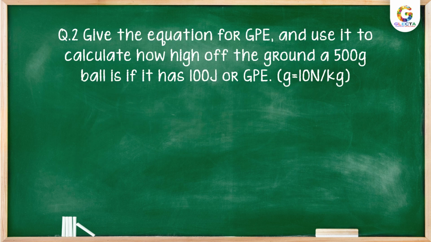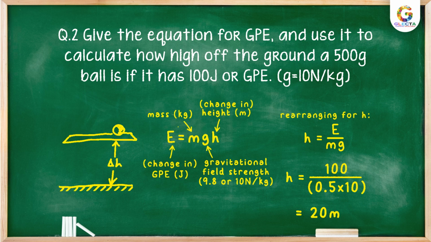Question 2. What is the equation for gravitational potential energy, GPE, and how high off the ground is a 500-gram ball if it has 100 joules of GPE? Let's say that g, gravitational field strength, is 10 in this case. The equation is E equals mgh. GPE equals mass in kilograms times gravitational field strength, or g. You might just say gravity as well, times height in meters.